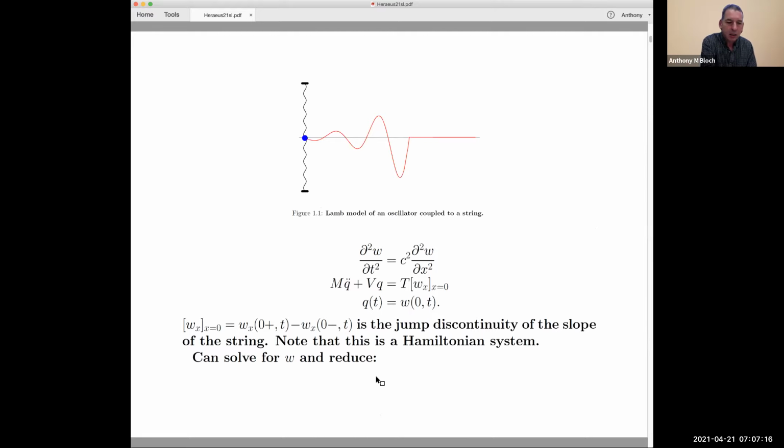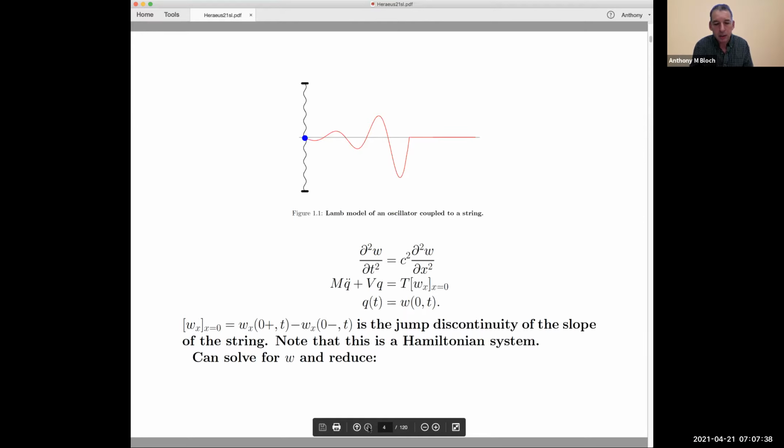And in this case, the connection is W_x at x equal to 0 is this expression here, a jump discontinuity of the slope of the string. So this is an infinite dimensional Hamiltonian system. That's the oscillator connected to a wave equation. And you can solve for W and reduce. That's the rather beautiful thing.